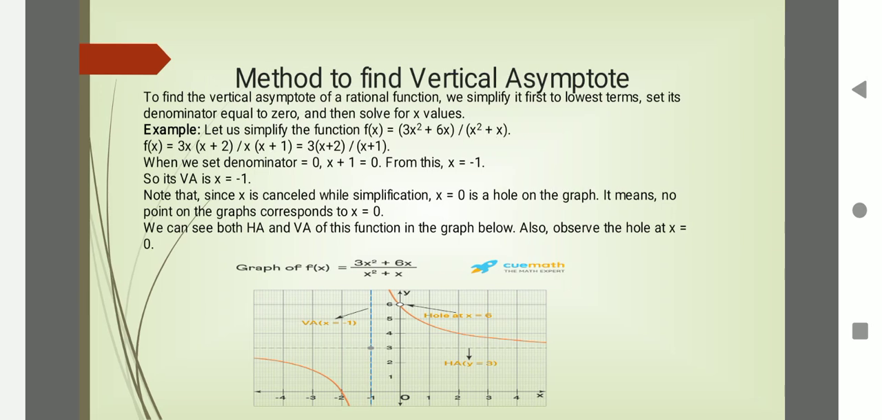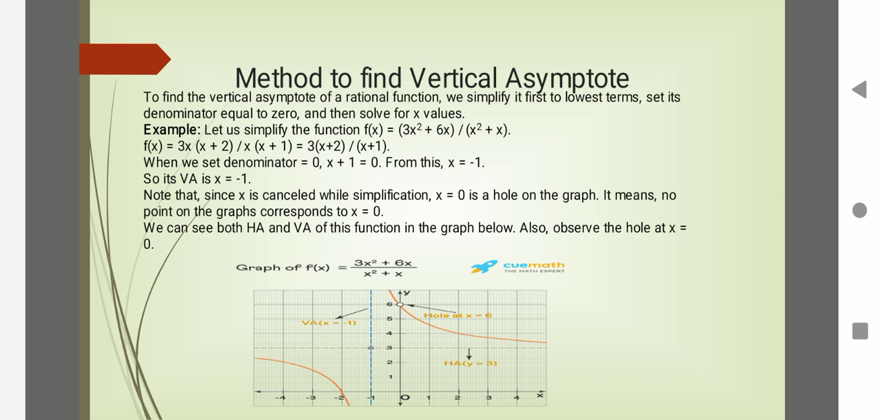Then the method to find the vertical asymptote. To find the vertical asymptote of a rational function, we first simplify it to the lowest terms, then set its denominator equal to 0, and solve for the value of x. So basically, we first have to do the simplification. There is a numerator and a denominator, which are polynomials, so we have to simplify them.